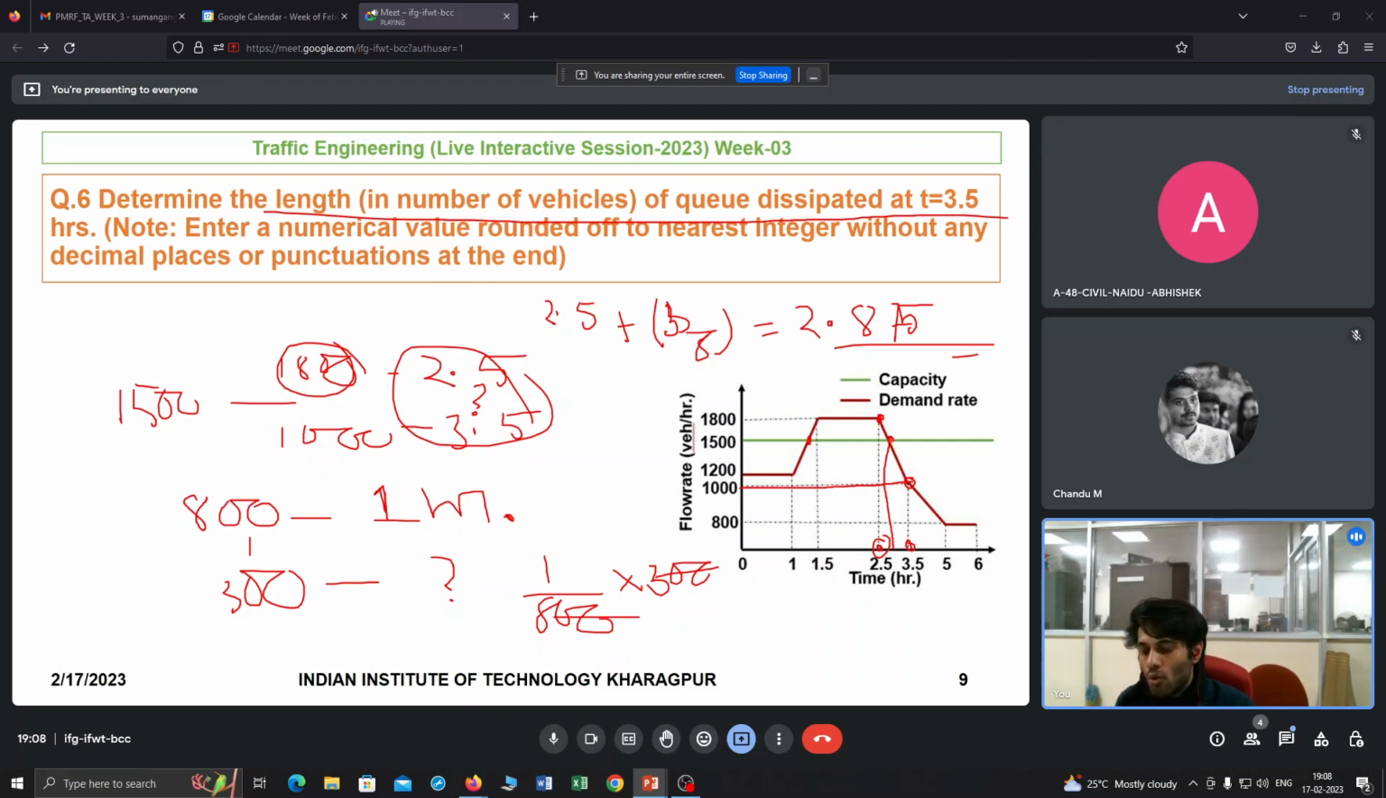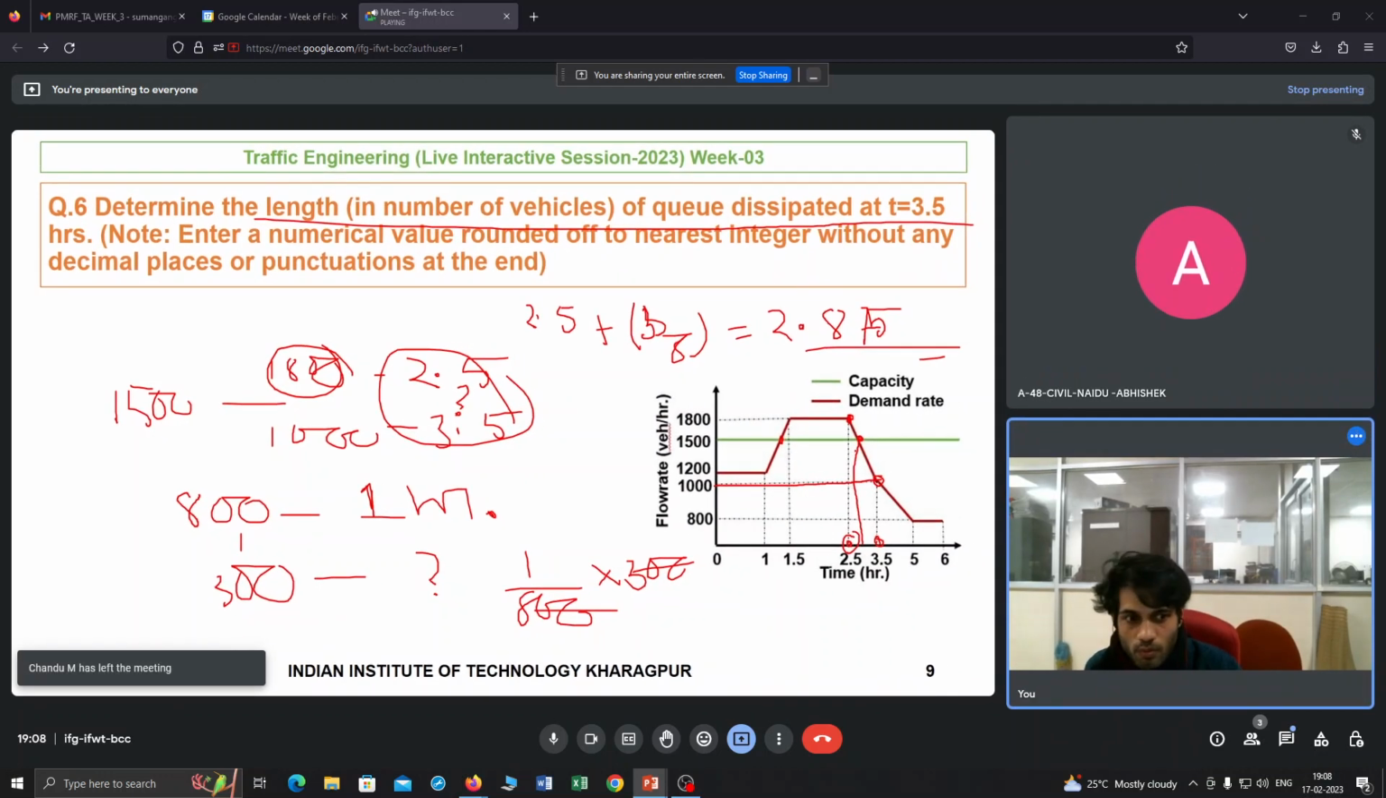So now I know what I want to know: at 3.5, what is the Q dissipation? You may imagine this is your triangle, the dissipation triangle. Now this value is how much? This is 1000, this is 1500, this is 500 only. And this other value is how much? 2.875 and 3.5, which means 3.5 minus 2.875.